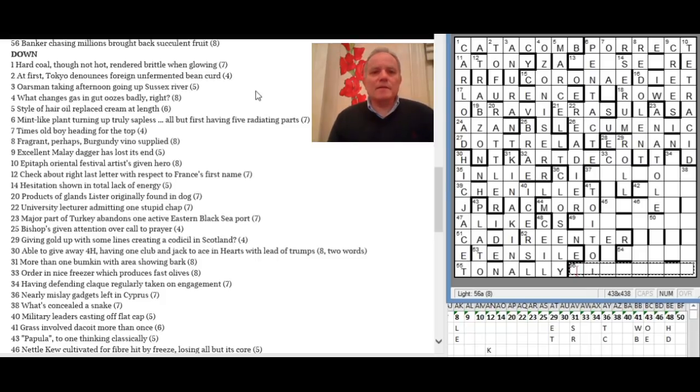56 across. Banker chasing millions brought back succulent fruit. Banker can be a river as well as an actual banker. Chasing millions has to be M, surely. Brought back succulent fruit. I don't know.